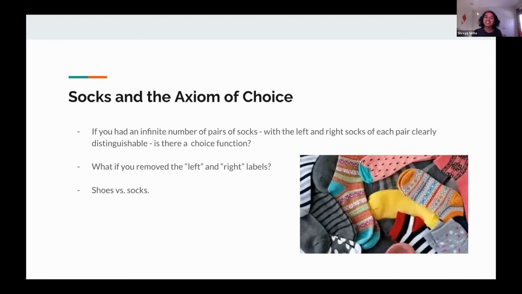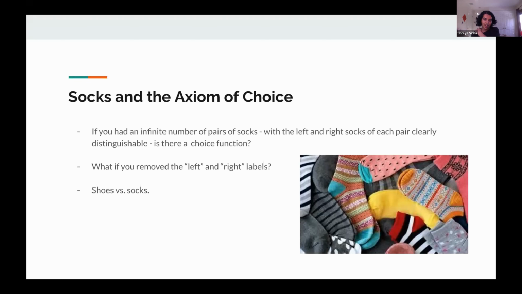And so we're going to start with a couple of intrinsic examples first. There was a famous mathematician named Bertrand Russell, and he came up with this thought experiment. So in the picture, as you can see, there are a bunch of pairs of socks. We're going to first imagine that there's a finite number of pairs of socks, and every pair of socks has a left sock and a right one.